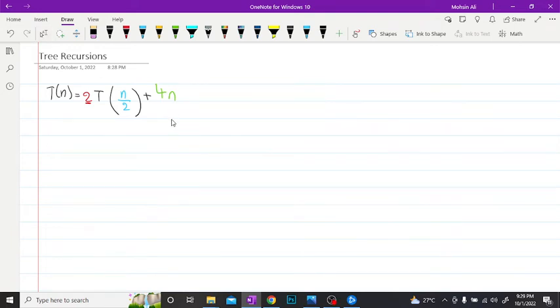Hi guys, so in this video I will be talking about how to solve recursive questions like these by using the method of tree recursions. Okay, so let's get started.